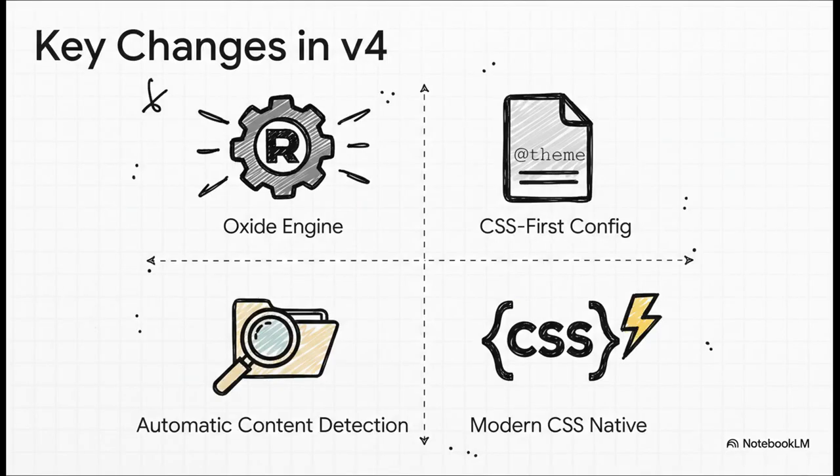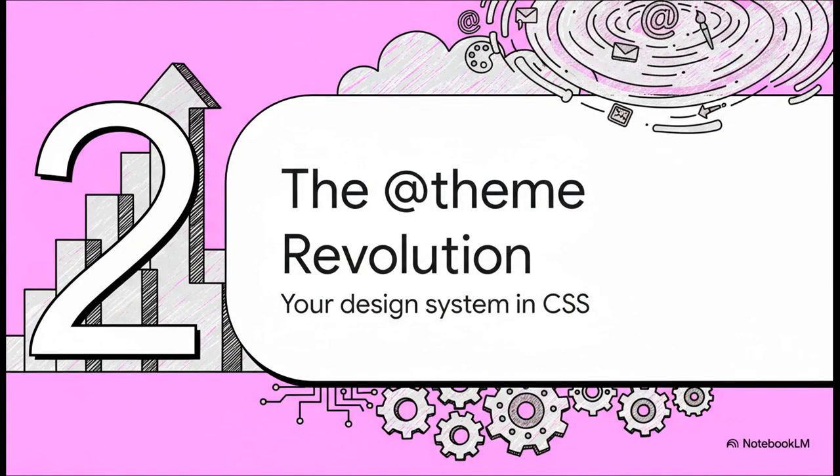So let's just quickly recap the big hits here. You've got the super fast Oxide engine. You've got the new CSS-first config model. Oh, and get this, Tailwind now automatically finds your files, so you don't even have to manage that content array anymore. And to top it all off, it's built to embrace all the cool modern CSS stuff right from the get-go. Okay, so how does this all work?